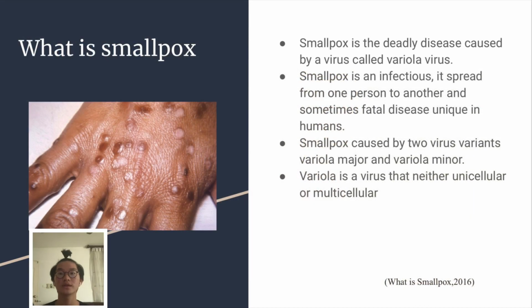Smallpox is a deadly disease caused by the virus called variola virus. It is infectious. It spreads from one person to another person, and this disease is unique to humans. Smallpox is caused by two viruses, variola major and variola minor. Variola is a virus that is neither unicellular nor multicellular.